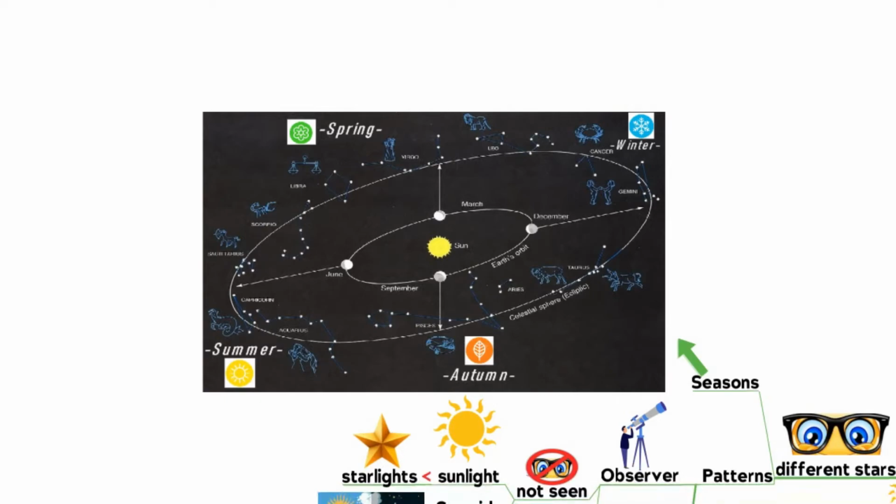Summer constellations are best observed in the months of June, July, and August. It includes Scorpius, Sagittarius, Cetus, and Eridanus. Constellations observed during September, October, and November are considered as the autumn constellations. Stars of Andromeda, Perseus, and Pegasus are best seen during these months.